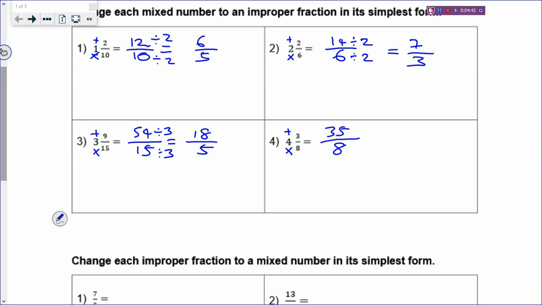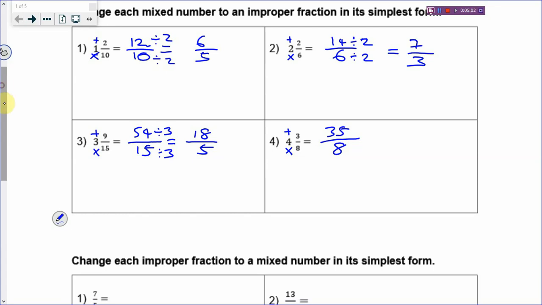Can you divide both numbers by 2? 35 divided by 2? Cannot. How about divide by 3? Both numbers cannot divide by 3. How about divide by 5? 35 divided by 5 can. But can 8 divide by 5? Cannot. So 35 over 8 is the simplest form already. Okay?